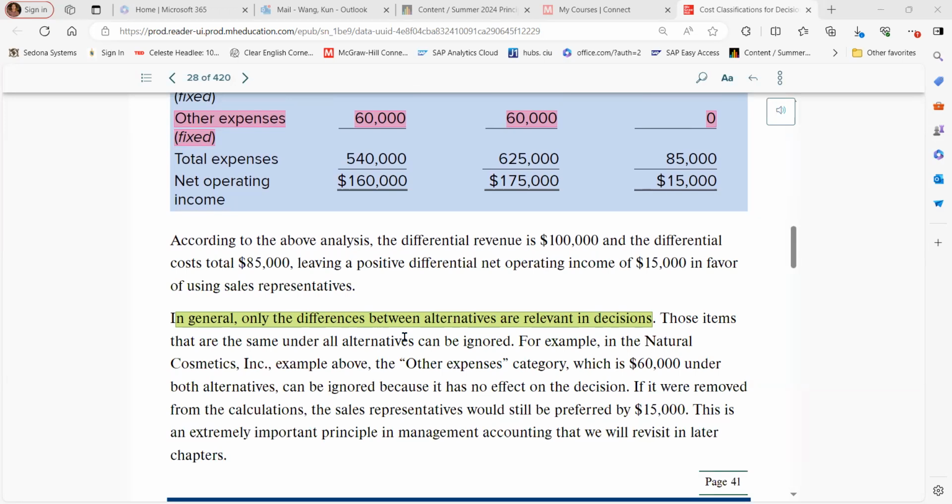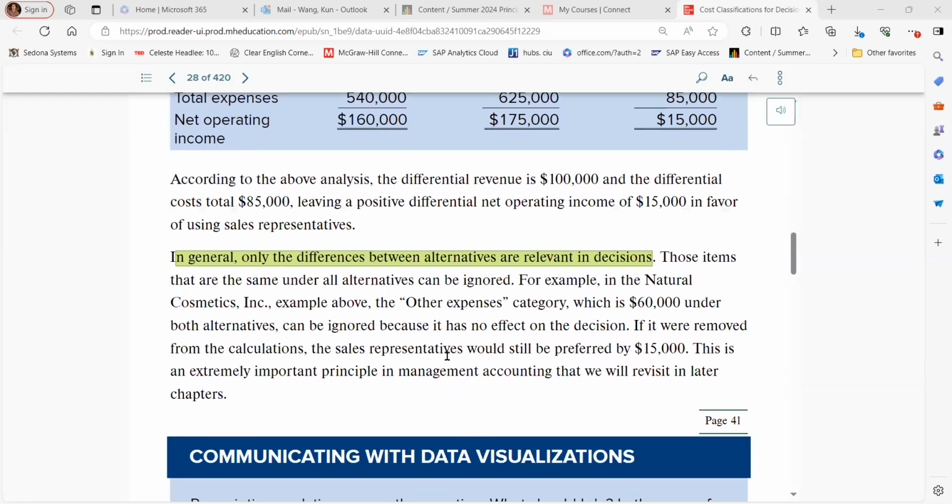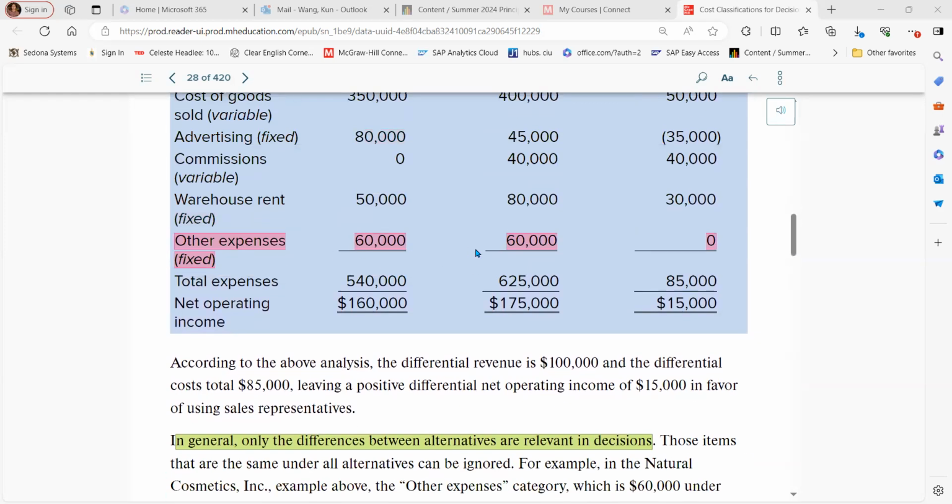So we use this example to explain more: when you compare two or more options, only the differential items are relevant in making the final decisions. So you can ignore all of the same items under the different alternatives. Overall, differential revenue and differential cost are always relevant, but identical costs are irrelevant in the decision making.